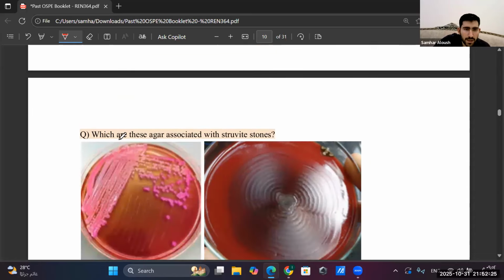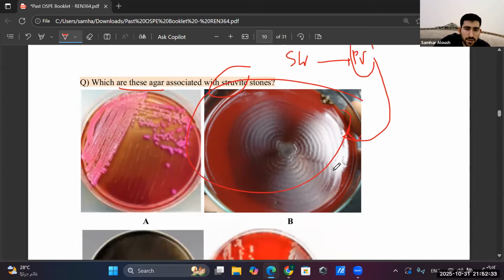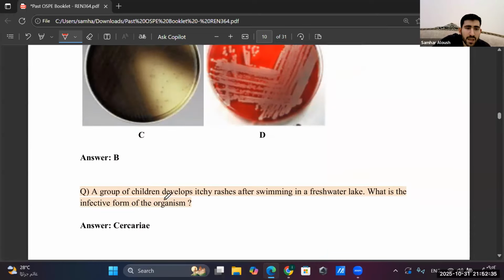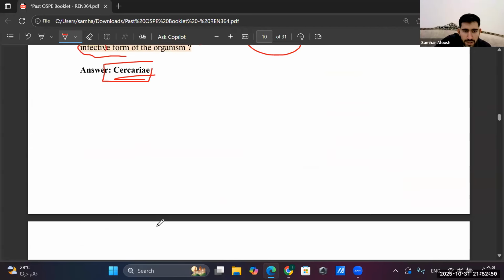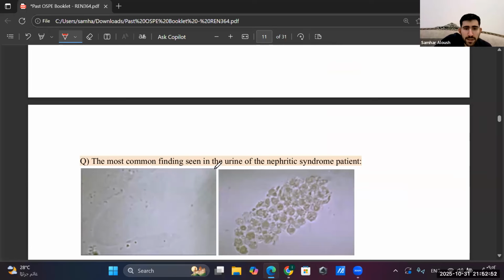Which agar is for struvite stone? We said struvite stone is Proteus. Proteus has swarming motility, which is this one. So it's B. A group of children develops an itchy rash after swimming. Someone went swimming and then got a rash, and they have schistosoma stuff. What did we say is the infective stage? They are asking what the infective stage is. Cercaria. We explained this.